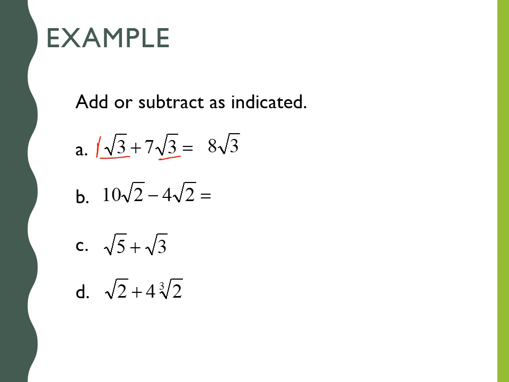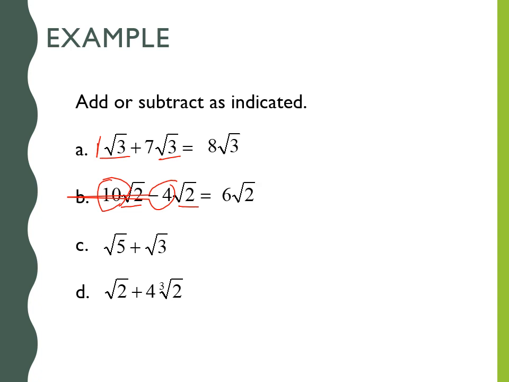Okay, so we're going to try it again. Now we have 10 square root of 2 minus 4 square root of 2. I have exact same radicals. So therefore, I'm just focused on the numbers on the outside. So I have 10 minus 4. 10 minus 4 is 6. So my solution would be 6 square root of 2.